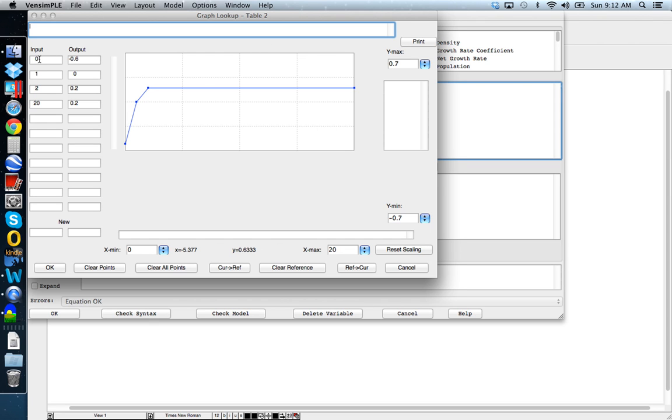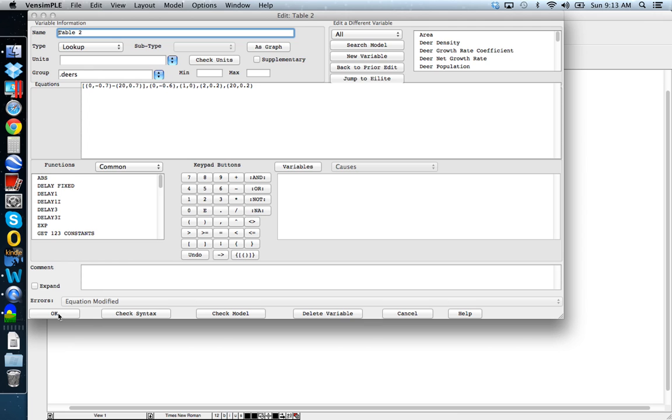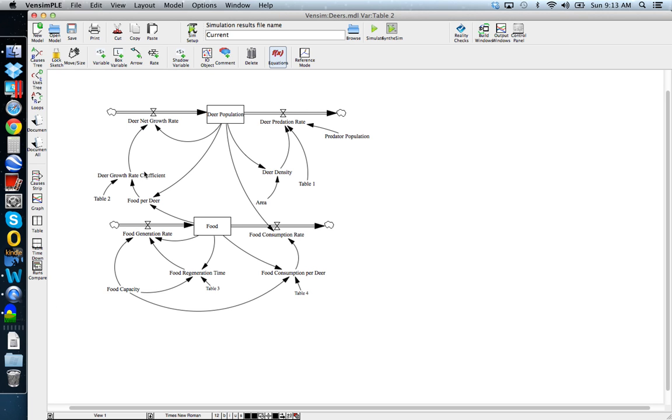So these are values of food per deer, 0, 1, 2, 20, and these are values of the growth rate. Essentially for zero growth, although actually negative growth would probably be senseless, so this might need to be changed, but it happens to work in this model. And then that drives the deer growth rate coefficient, this table 2 value.